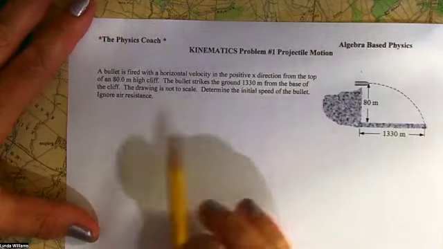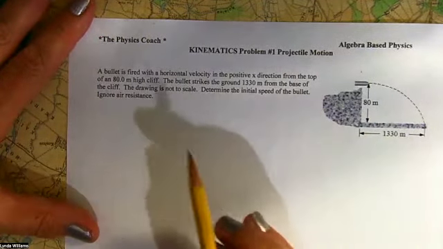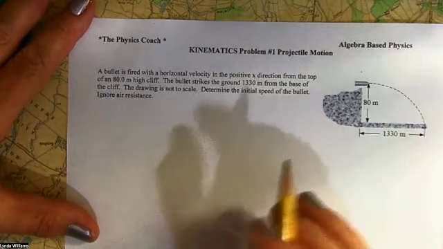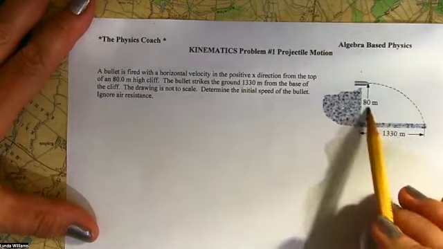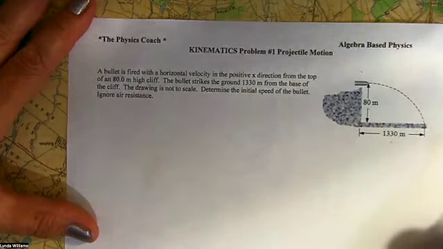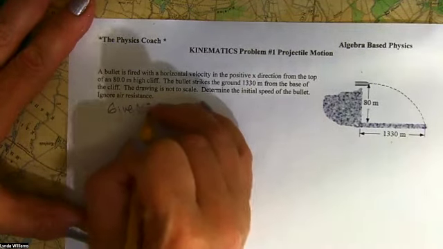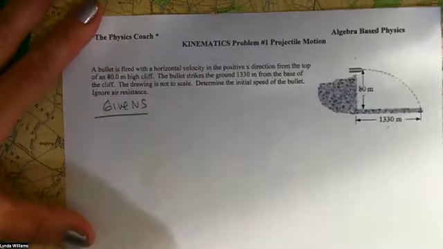So the first thing we want to do solving a problem like this is determine what the givens are, or what we already know. And you can see in the diagrams that we're given the displacements in the y and x direction. So I always like to write my givens.